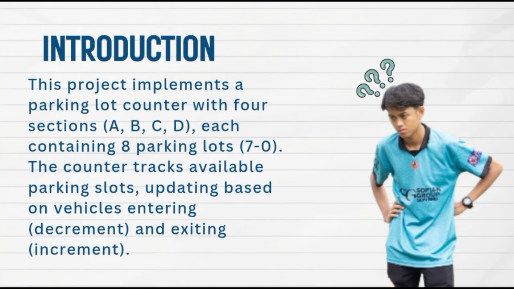Introduction. This project implements a parking lot counter with 4 sections A, B, C, D, each containing 8 parking lots, 7 to 0. The counter tracks available parking slots, updating based on vehicle entering (decrement) and exiting (increment).